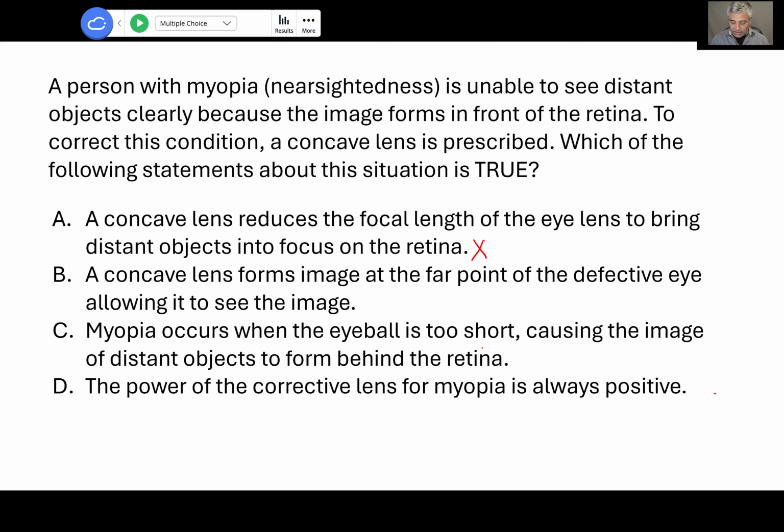So it's not behind, it's in front. It just says in front of the retina right there, right? Not behind. The power of the corrective lens for myopia is always positive. It's not, it's always negative because we use a diverging lens or concave lens and it has negative focal length. So that's why it is not correct. So only B is the correct choice.